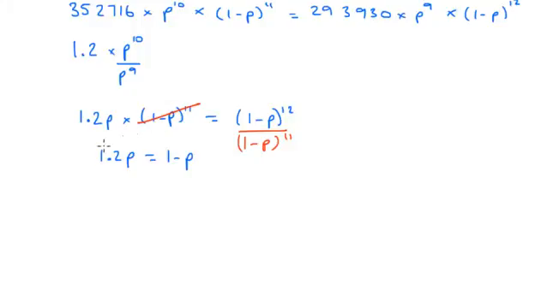How do we solve that? If I add p to both sides, I'm going to get 2.2p is equal to 1. And if I divide by 2.2, I will get p. So p is equal to 1 over 2.2, which is 5/11. If you want to write it as a decimal, that's 0.455 to 3 significant figures.